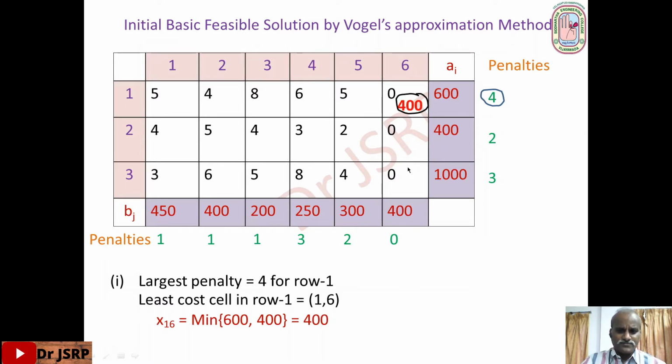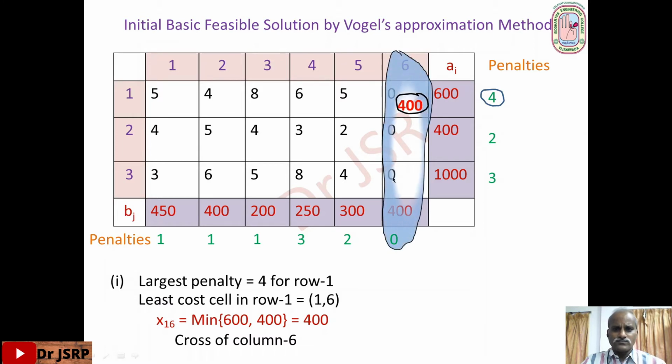So observe here, the column constraint is satisfied. That means at the sixth destination, the required amount is 400, so the whole amount is fulfilled from the first origin. So the column constraint is satisfied, so cross off column 6. Observe at the first origin, out of 600 units, 400 units are transported to the sixth destination. So the remaining available amount is 600 minus 400, that is 200. So still at the first origin, 200 units are available.